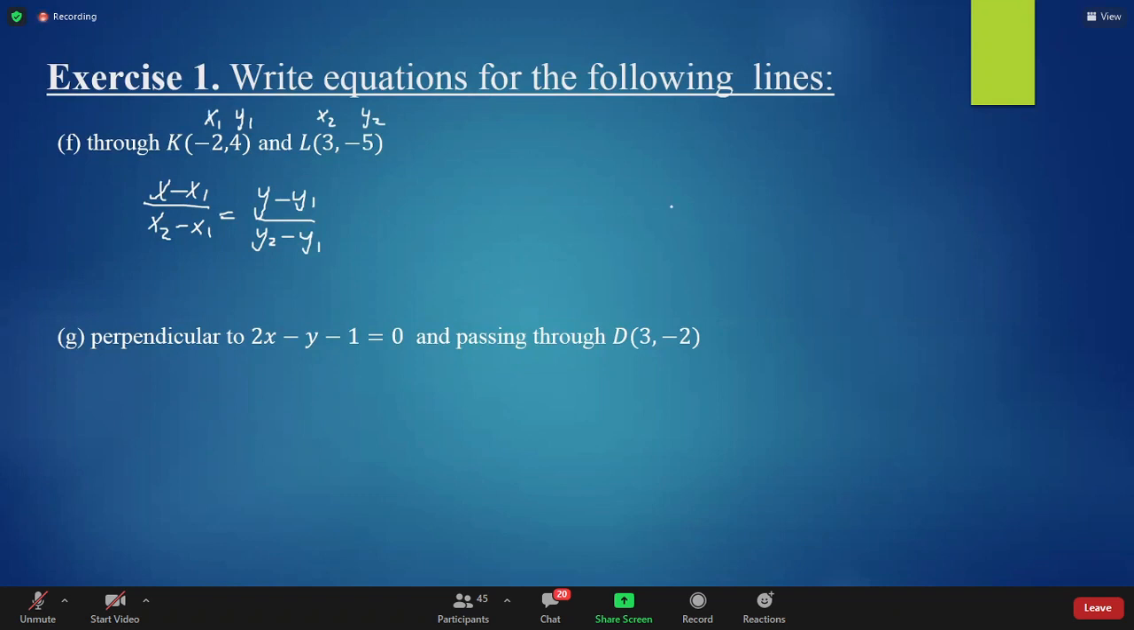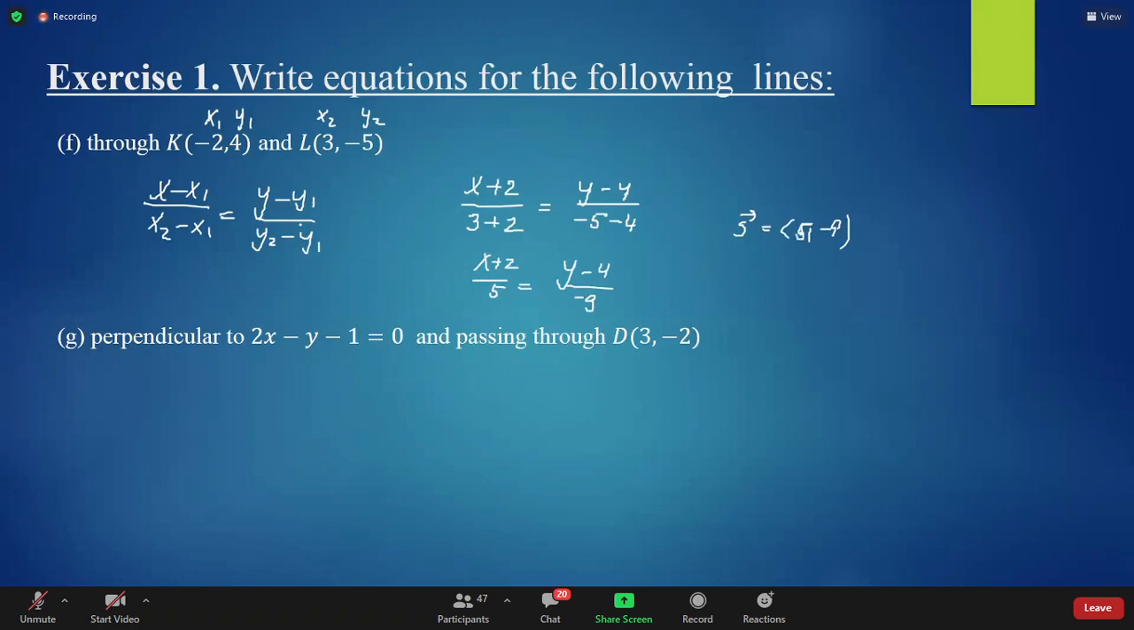So we have x minus negative 2, that means we have plus 2, divided by x2, that is 3, minus negative 2, that is plus 2, and on the other side, y minus y1, that is 4, divided by y2, which is minus 5, minus 4. And after simplifying, x plus 2 over 5 equals y minus 4 over minus 9. So we can say that the direction vector for this is 5, minus 9, for example.